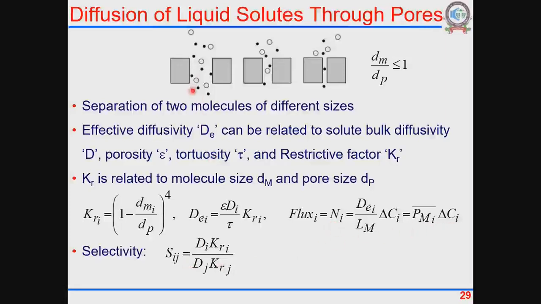And you can see if there are two different solutes, say I and J, then the restrictive factor is what is going to govern their separation. If the bulk diffusivities are, say, Di and Dj, now if it's a big solute, imagine these circles, this ratio will be closer to 1, so the restrictive factor will be closer to 0. Whereas for the solvent, being small in size, this ratio would be small, and Kr would be approximately equal to 1. That decides the selectivity of the solute with respect to the solvent.